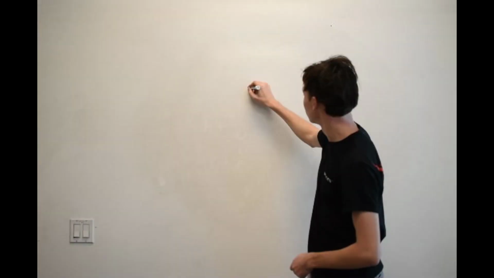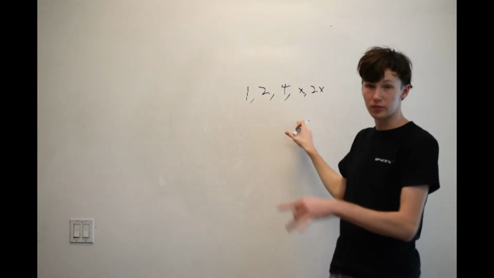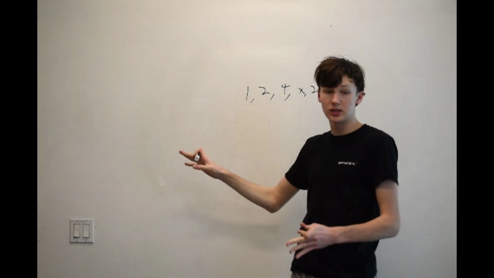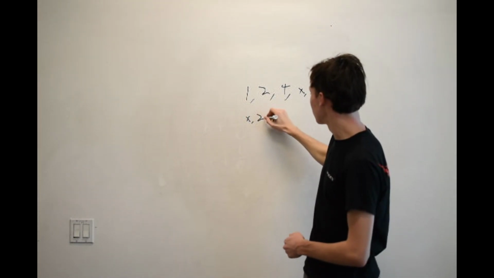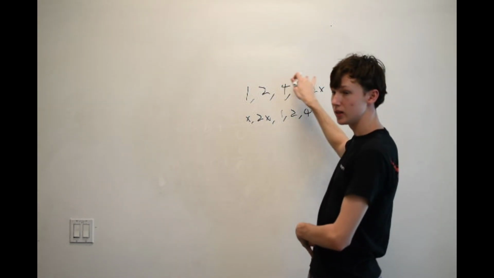So problem 15 is asking: when the real numbers in the set 1, 2, 4, x and 2x are arranged properly in a geometric sequence, what are the possible values of x? So we have 1, 2, 4, x and 2x in a geometric sequence. There are three different places where x and 2x can go in the sequence. One is at the end. Another is at the beginning. 1, 2, 4, because you know you're multiplying by 2 each time.